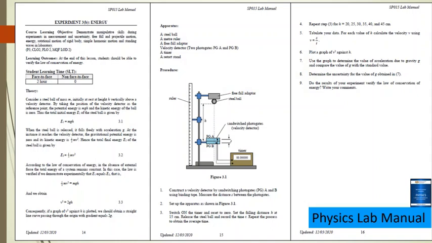Experiment 3B, Energy. Learning outcomes. At the end of this lesson, students should be able to verify the law of conservation of energy. These are the theories, apparatus, and procedure.